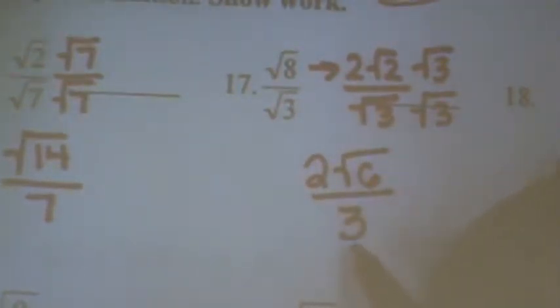Now, let's say, see this 2? If this 2 were a number like 6, you could cancel these. These are like terms. You can't cancel this 3 with this 6 because these are unlike. One's under a radical and one's not.